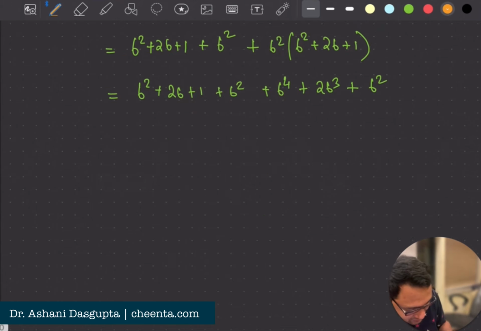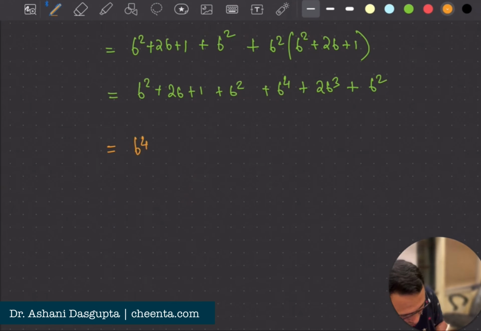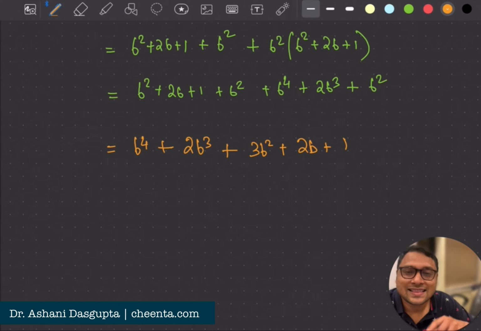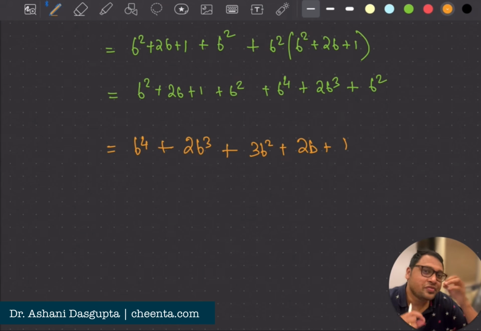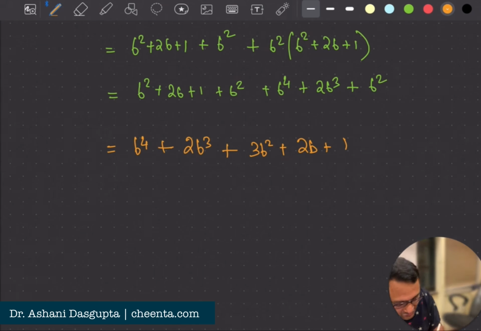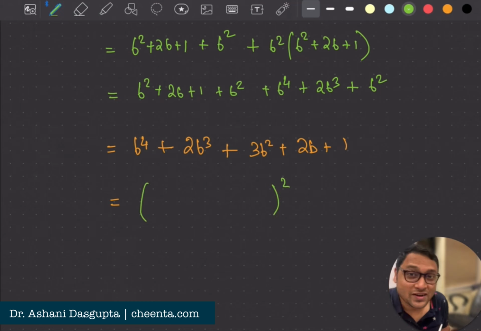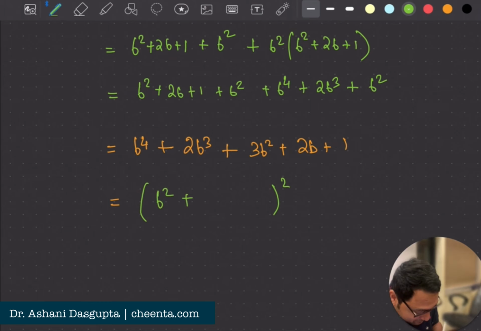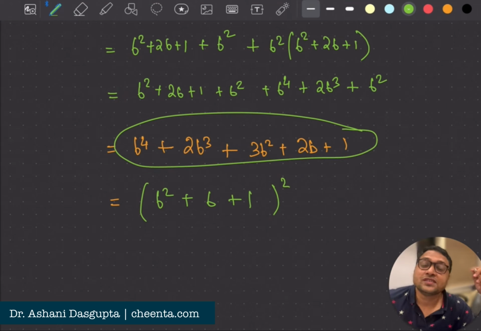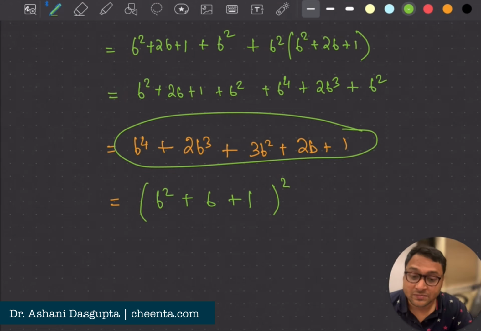So let's combine the like terms and see what we get. b to the power 4 plus 2b cubed plus 3b square plus 2b plus 1. That is the totally expanded form. Now, this is actually the square of a certain expression. What is that expression? b square plus b plus 1. You can factorize this entire thing into b squared plus b plus 1 times b squared plus b plus 1.